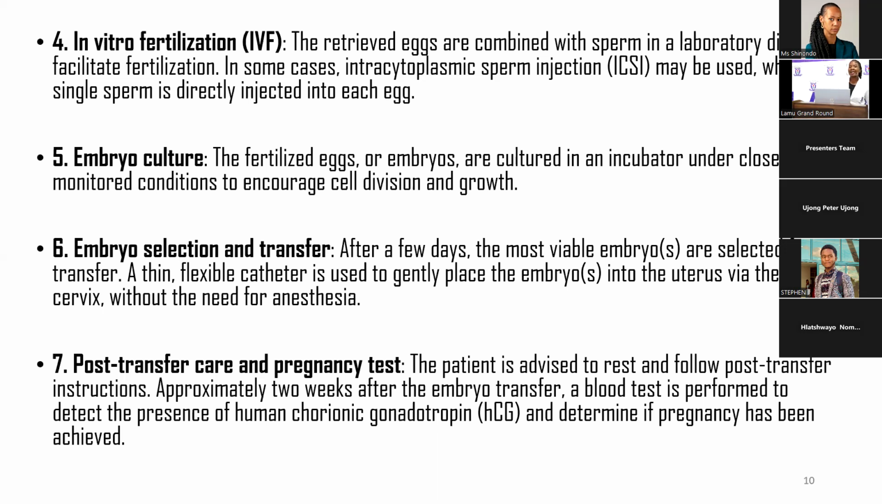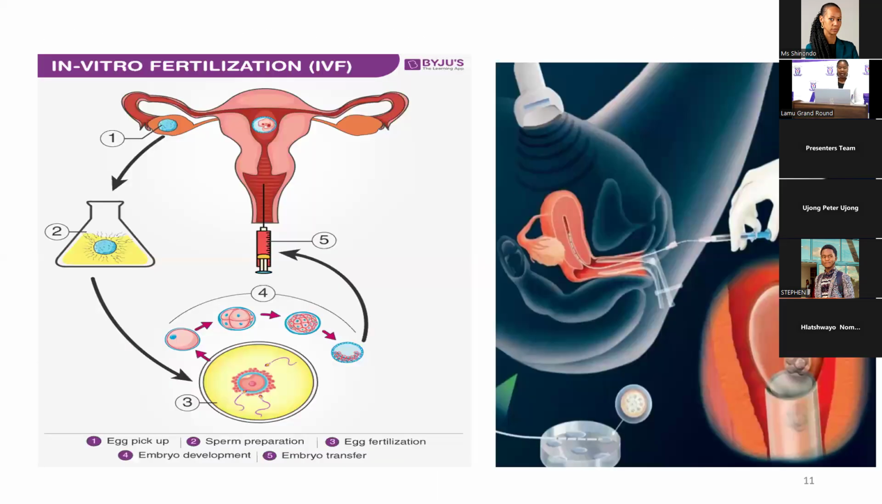A thin, flexible catheter is gently used to place the embryos into the uterus via the cervix without the need of anesthesia. The patient is then advised to rest and follow post-transfer instructions, and after approximately 2 weeks of the embryo transfer, a blood test for human chorionic gonadotropin hormone is done to see if pregnancy has been achieved. As we can see, this is a diagram illustrating the steps I have just mentioned above.